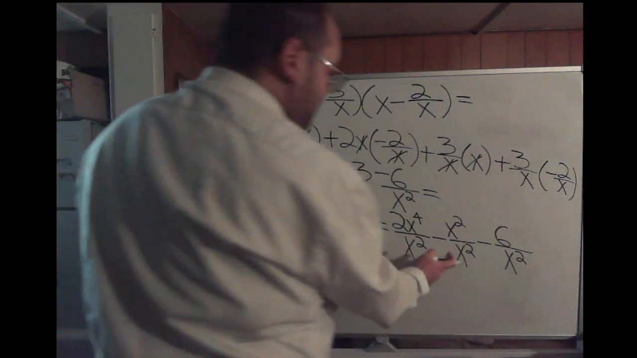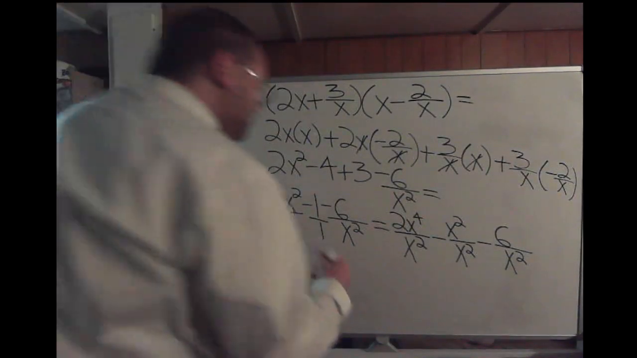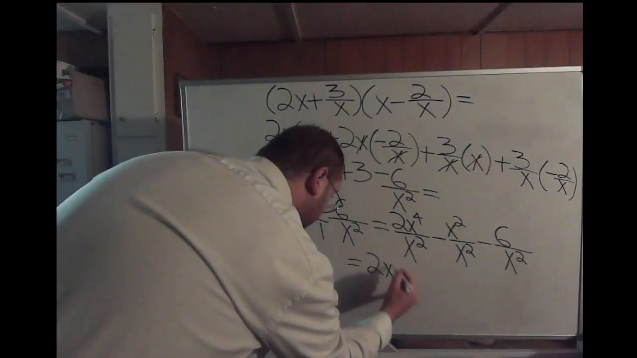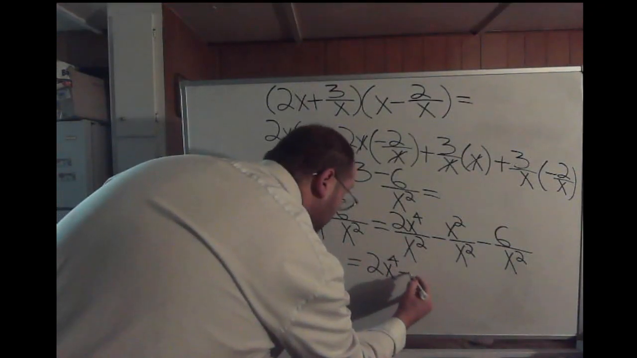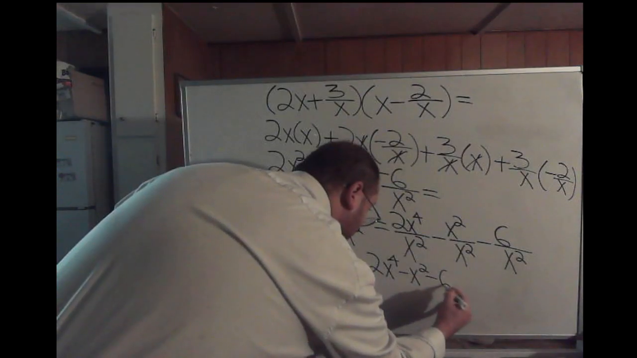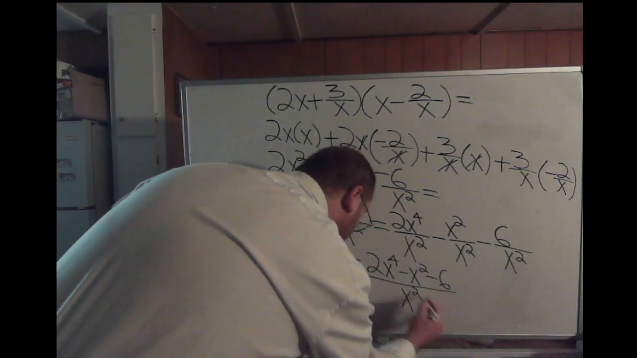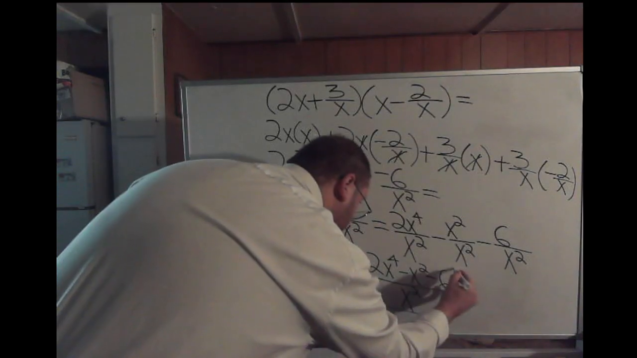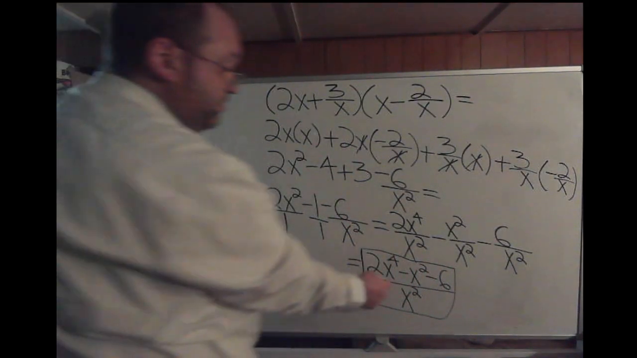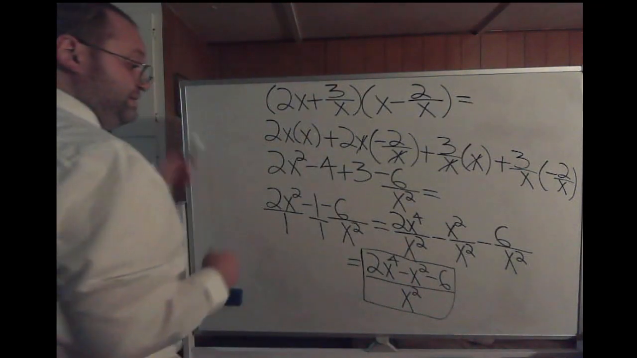We can't do anything with that because it's already got the least common denominator. So now we have the same common denominator of x to the second. We can do the subtraction, which would give you 2x to the fourth minus x to the second minus 6 all over x to the second. And that's as far as it goes. 2x to the fourth minus x to the second minus 6 all over x to the second.